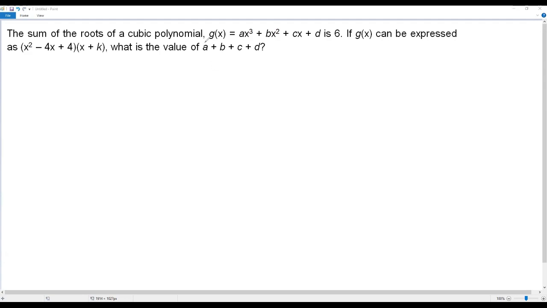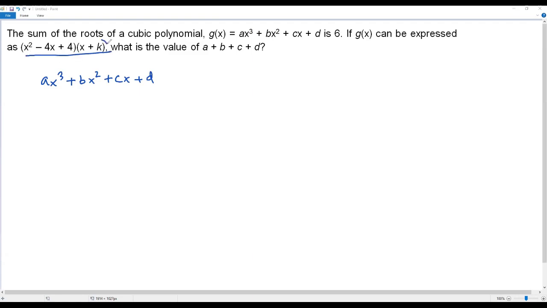Okay, the question says that g of x, the cubic polynomial, is given over here: g of x equals ax cubed plus bx squared plus cx plus d. And the same g of x can be written in factor form, that is x squared minus 4x plus 4 times x plus k. So already we know that this is a cubic polynomial equivalent to g of x. Let me write that cubic polynomial, that is ax cubed plus bx squared plus cx plus d. And also g of x can be written in this factor form.